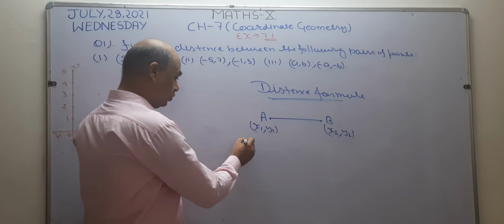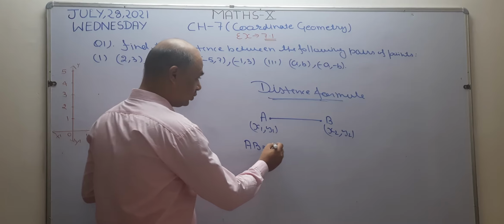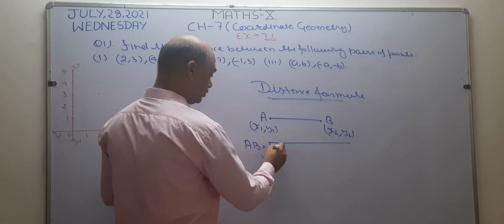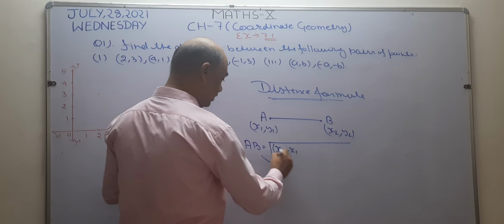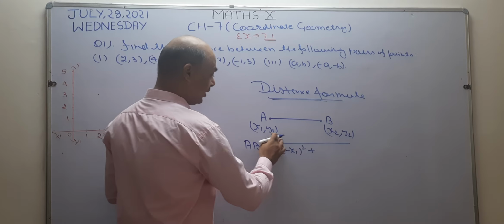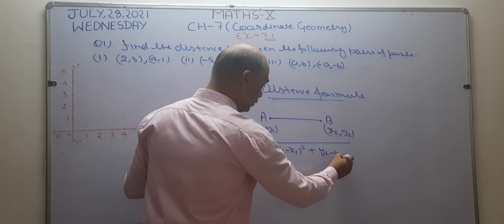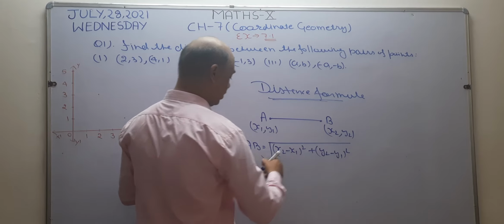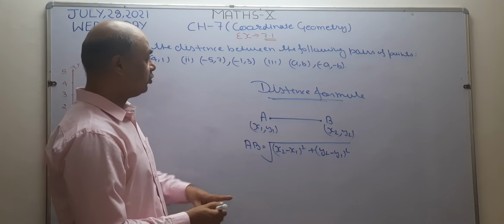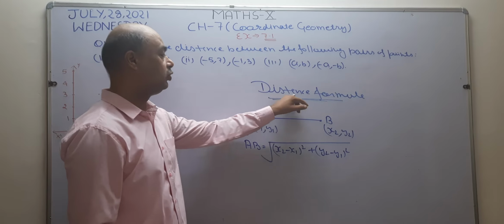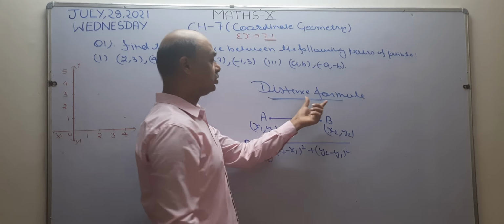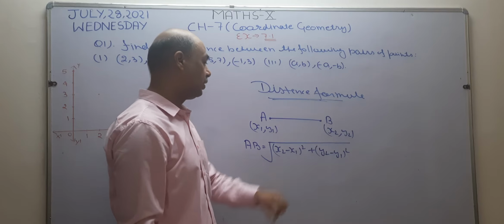Now I want to use this distance formula. This formula is known as the distance formula: square root of (x2 minus x1) whole square plus (y2 minus y1) whole square. According to its name, distance, it means we are going to find the distance. Whenever we are going to find the distance between any 2 points, we use this formula.